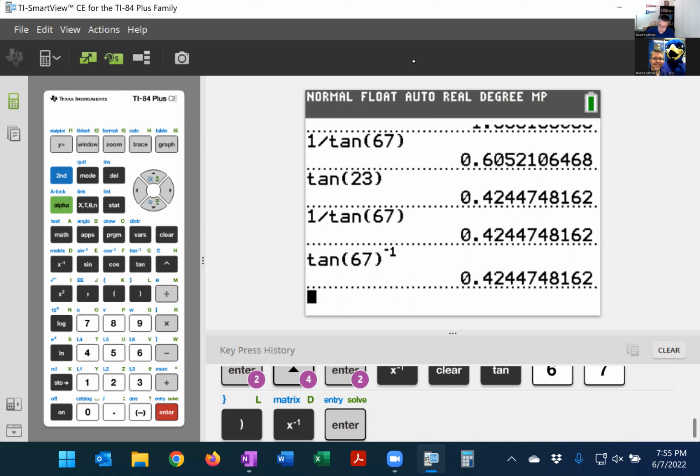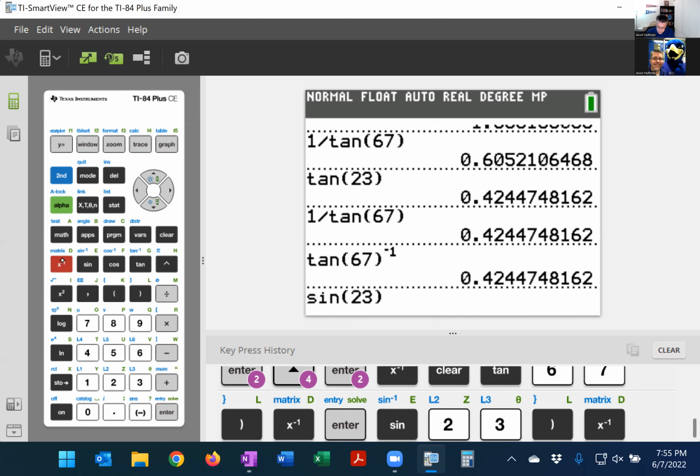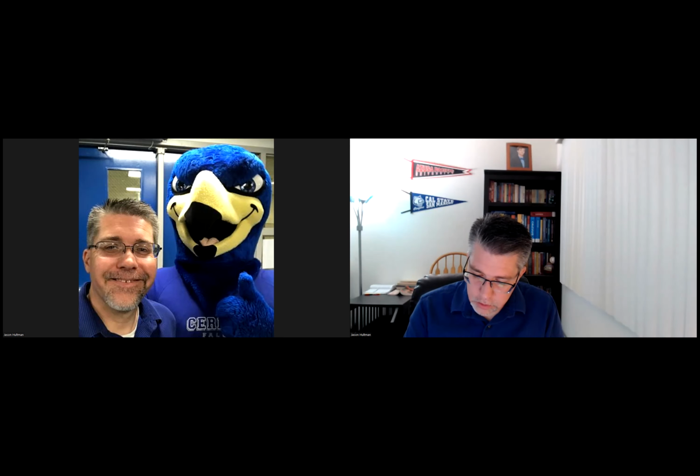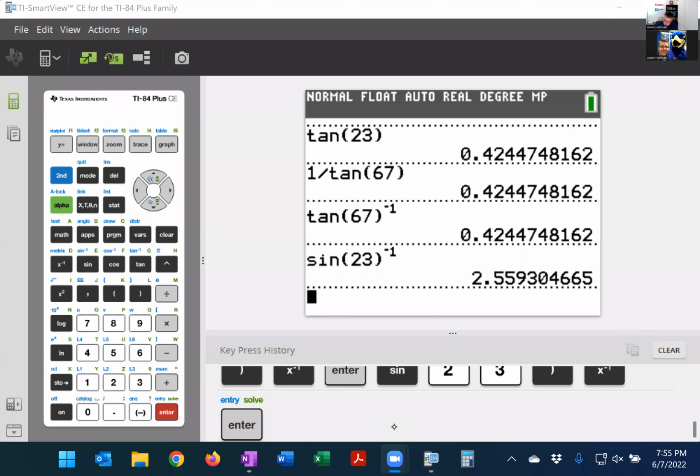So a little algebra cheat there. That's the x to the -1. It just reciprocates what I wanted. So if I want to find cotangent, I can reciprocate that. If I wanted to find cosecant, I could say, what's the sine of 23, and then to the -1 power. And that gives me the reciprocal of the sine, which is the cosecant. So a little calculator tricks there. Let's go back to my notes.